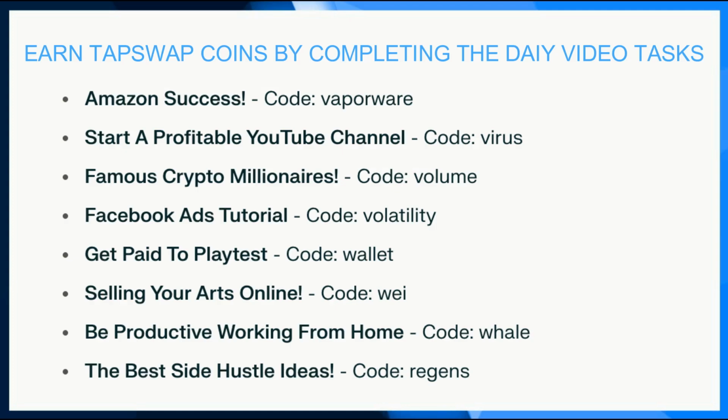Here's the list of codes. Earn Tapswap coins by completing daily video tasks. Amazon Success, code Vapor. Next, start a profitable YouTube channel, code Virus. Next, famous crypto millionaires, code Volume. Next, Facebook ads tutorial, code Volatility.